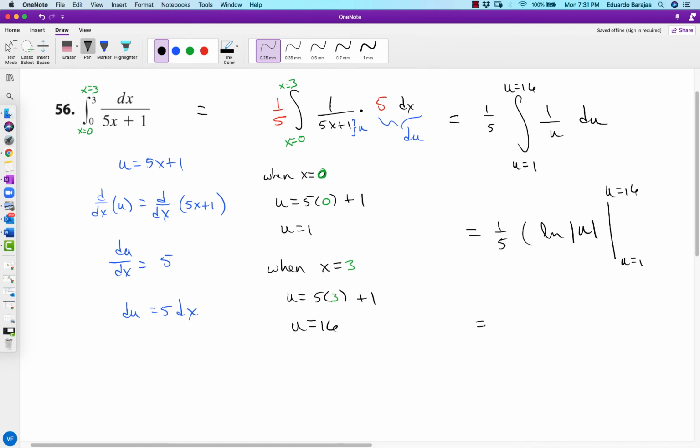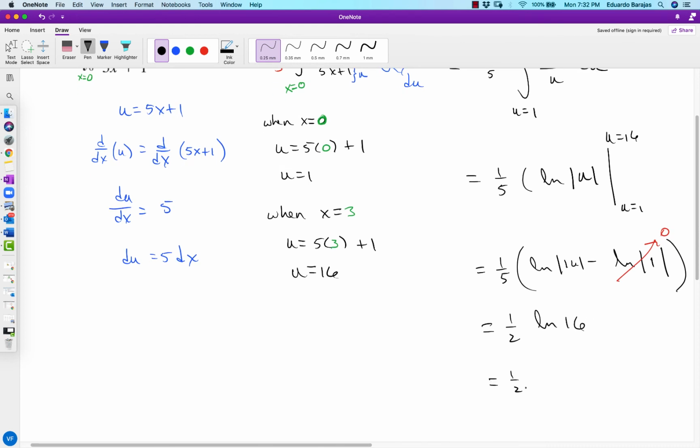Good. So this is just going to be 1/5 times the quantity ln of the absolute value of 16 minus ln of the absolute value of 1. Now, because 16 and 1 are both clearly positive numbers, we don't need the absolute values anymore. And the ln of 1 is 0, so that just disappears. And so this becomes 1/5 ln of 16. And then we can rewrite the 16 as an exponential number, 2 to the power of 4.